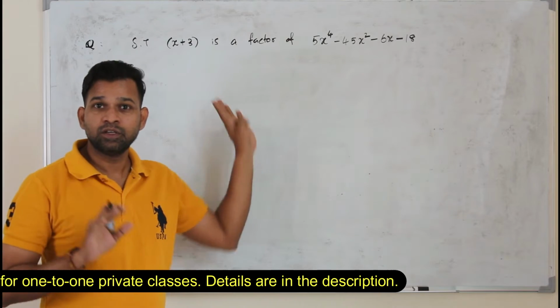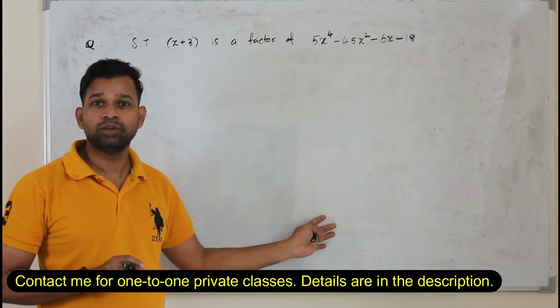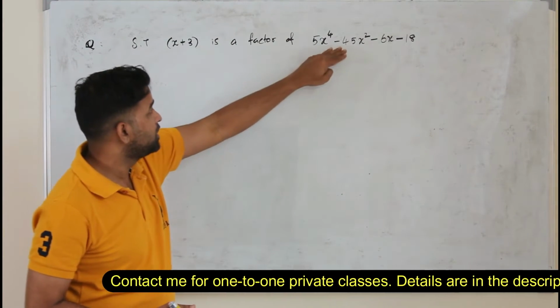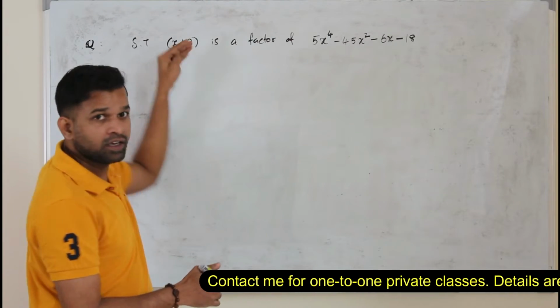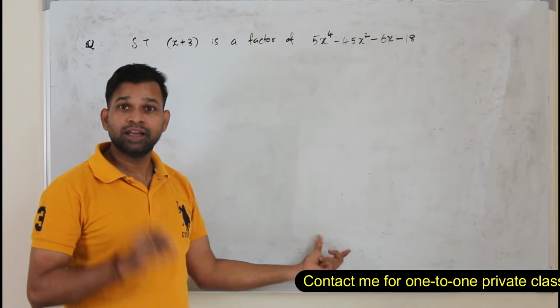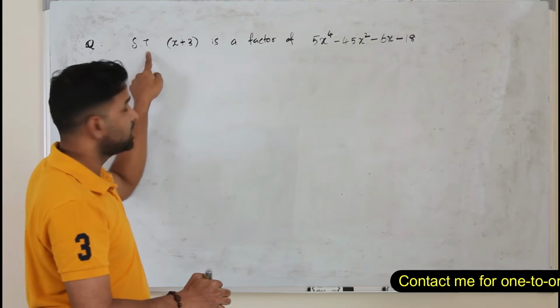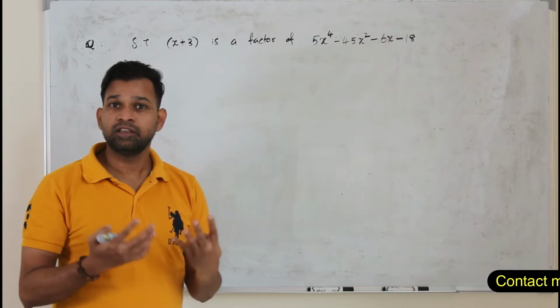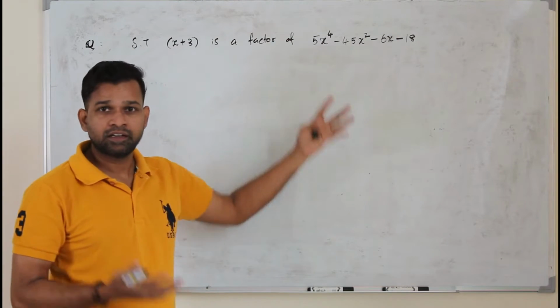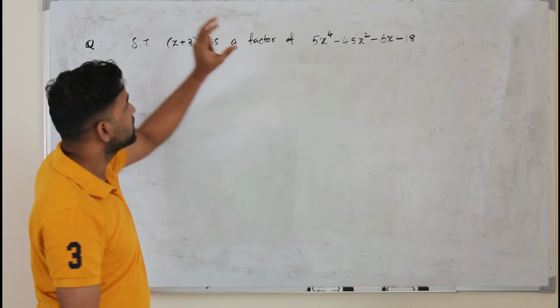Here it's not mentioned to use the factor theorem, so you are allowed to use the long division method. Divide this polynomial by x plus 3. If your remainder is 0, it has to be 0 because they say show that. You cannot say my remainder is not 0, so it's not a factor. That's wrong. So it is a factor already.